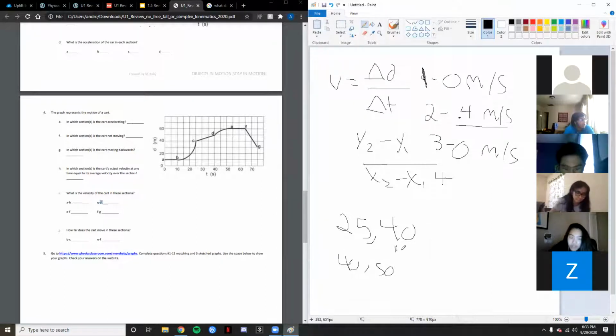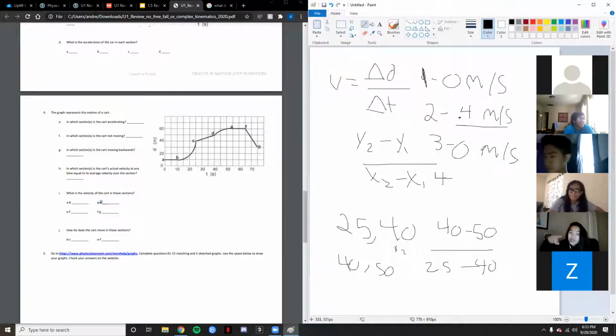This is y2, so 40 minus 50 over 25 minus 40. Someone gave me the wrong answer. I asked for someone to give me, I think I asked Lois to give me that answer. I said the right answer because you asked for 25 minus 50. You got the points wrong.